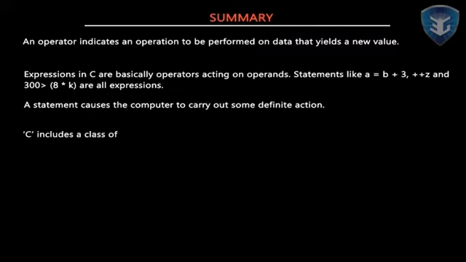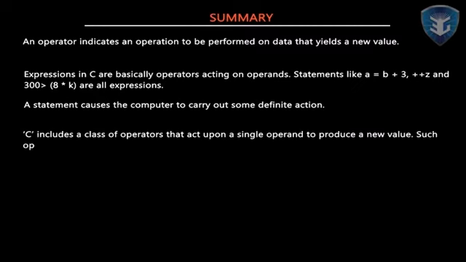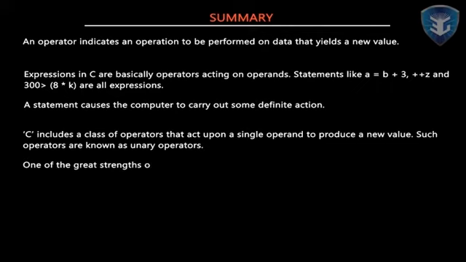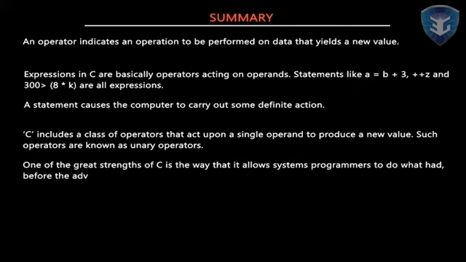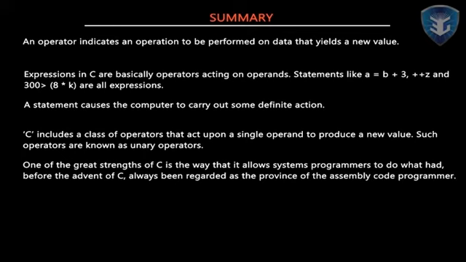C includes a class of operators that act upon a single operand to produce a new value. Such operators are known as unary operators. One of the great strengths of C is the way that it allows systems programmers to do what had, before the advent of C, always been regarded as the province of the assembly code programmer.